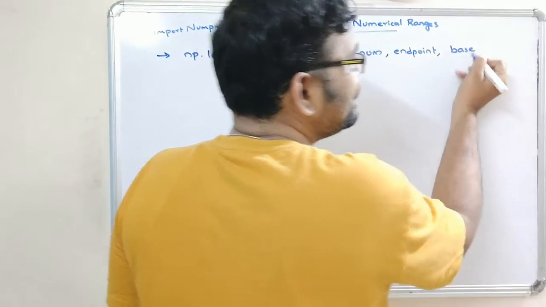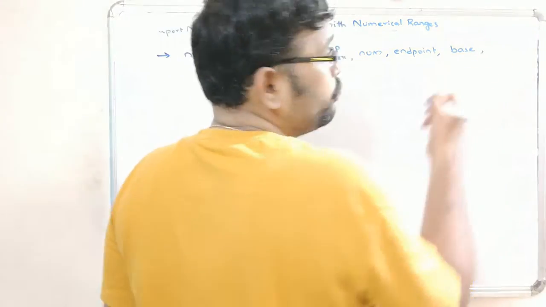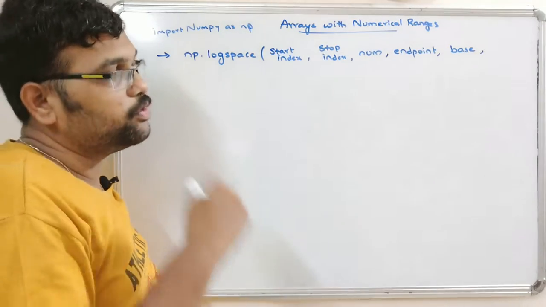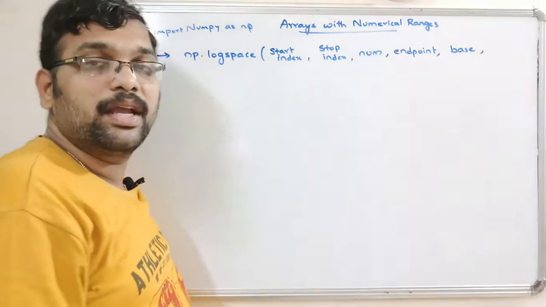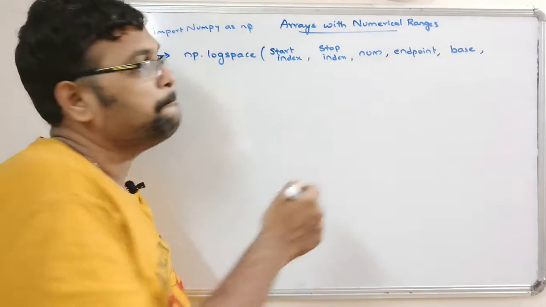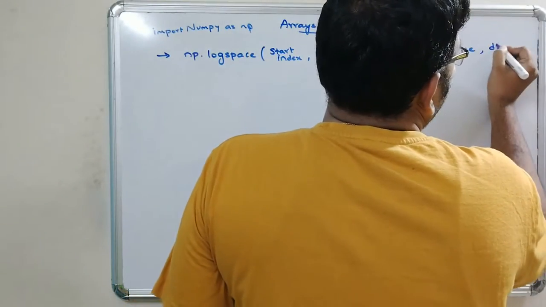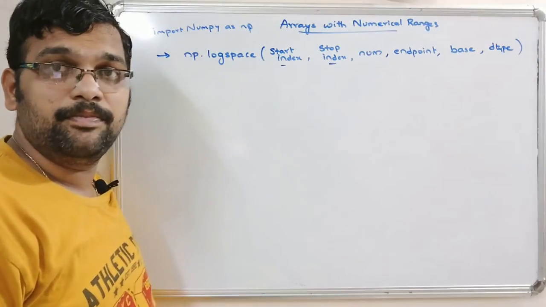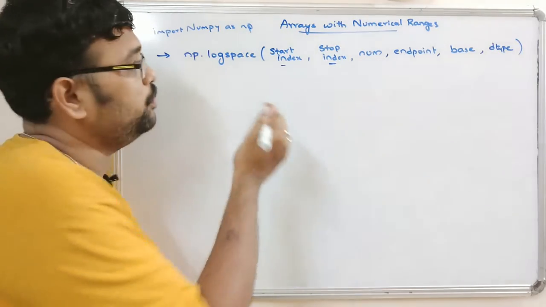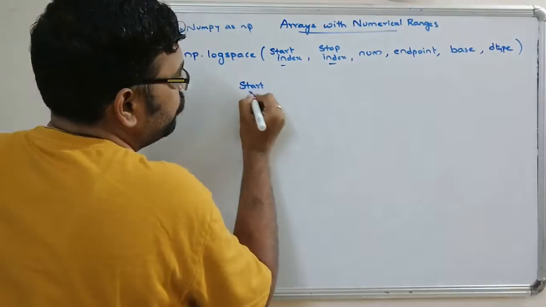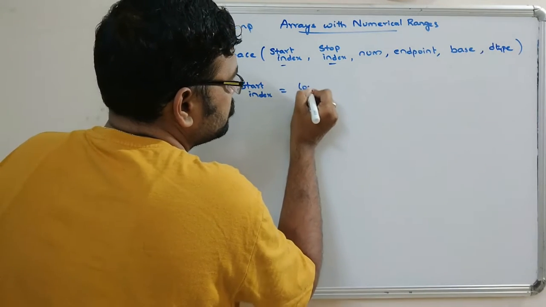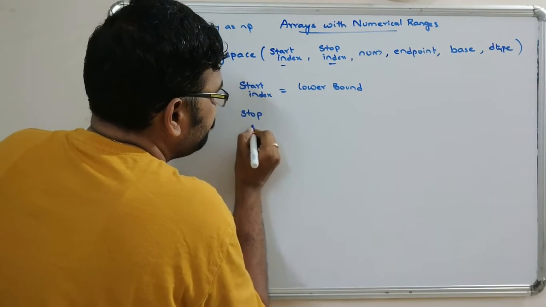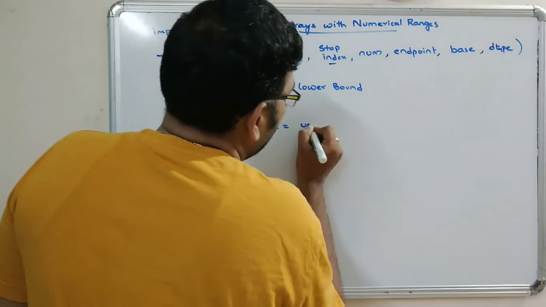Here instead of retstep we have base, so we have to mention the base. By default it will be base 10, logarithmic base 10 values will be returned. If you want to change it, we can give the specified base, like base 2. And the last one is a similar dtype. We know that start index and stop index are the same. We have to give the range, the lower bound and upper bound. So the start index will be the lower bound value, and the stop index is the upper bound value.